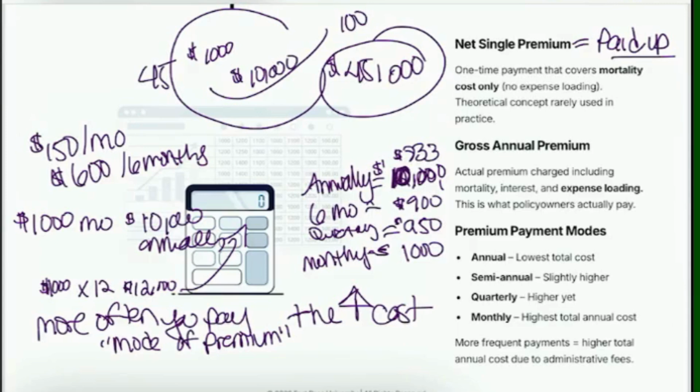So the more frequent your payments, the higher the total annual cost due to administrative fees, right? Because if you're paying it monthly, you're ending up paying $12,000 a year. But if you'd paid it for the whole year, it would have saved you $2,000. So again, made up numbers, but just giving you an idea, and they do love this test question.